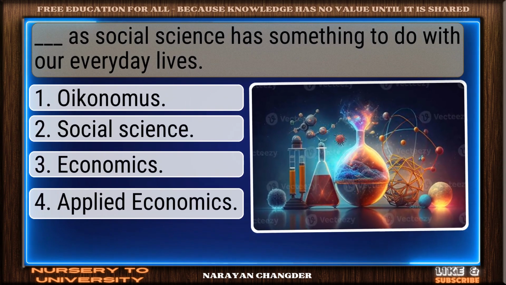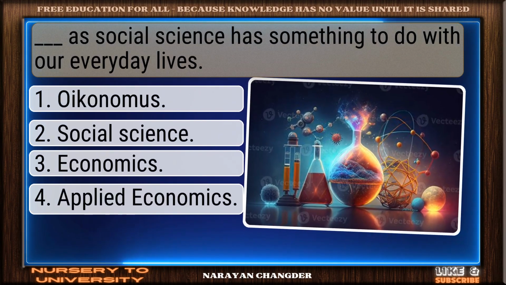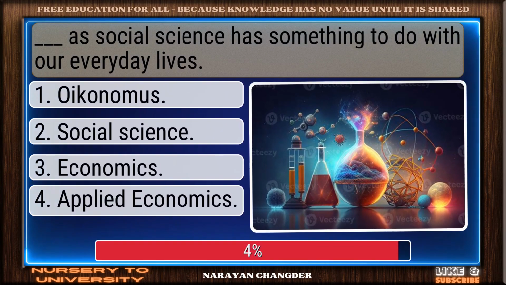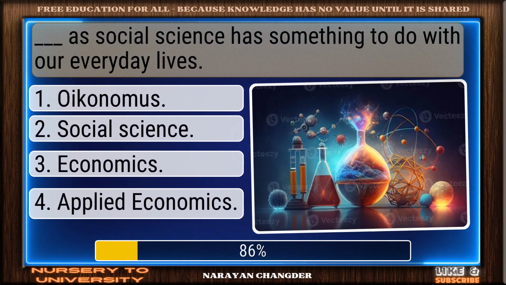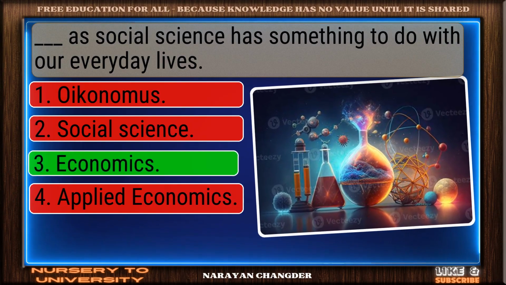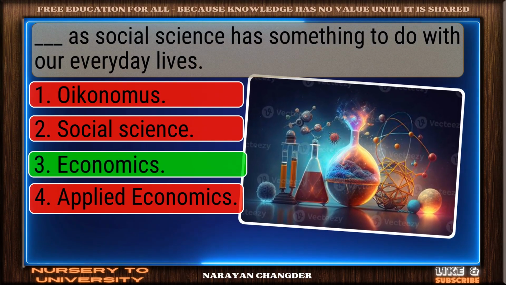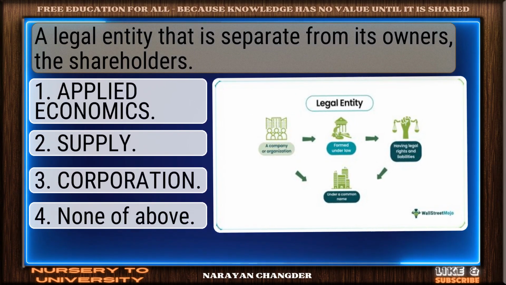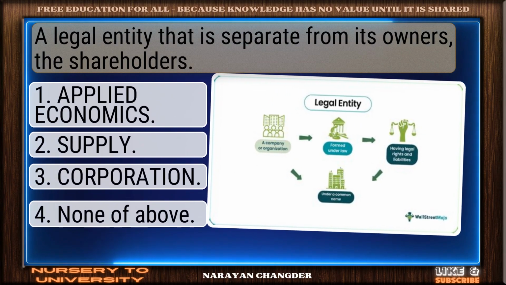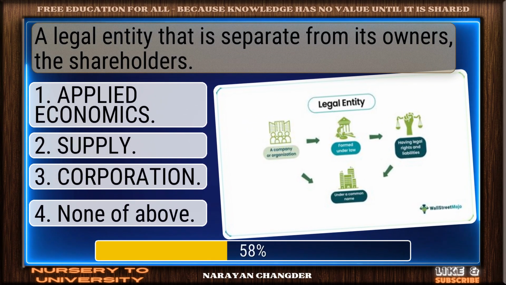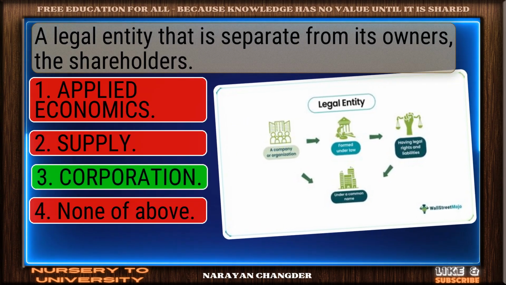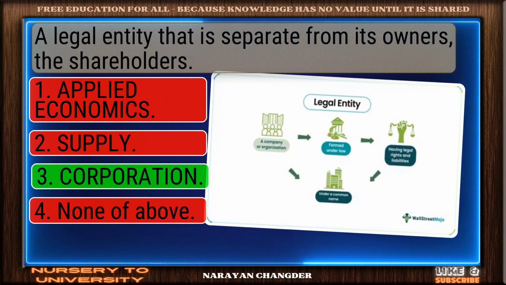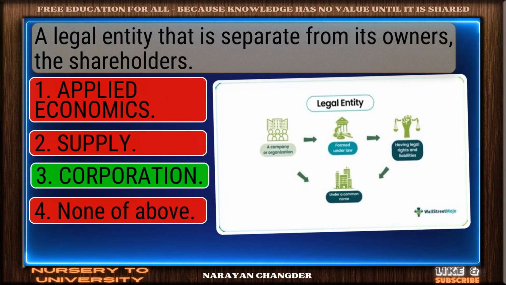Dash. As social science has something to do with our everyday lives. Nice selection. Economics is the correct and valid answer. A legal entity that is separate from its owners, the shareholders. Strong choice. Corporation is the right answer.